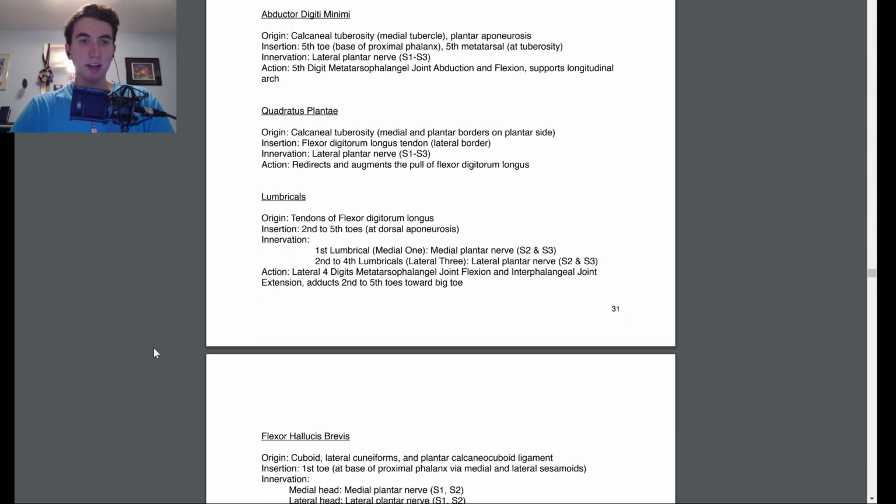Next is the quadratus plantae. It originates at the calcaneal tuberosity, the medial and plantar borders on plantar side. Inserts at the flexor digitorum longus tendon, the lateral border. Innervation is caused by the lateral plantar nerve, S1 to S3, and the actions is that it redirects and augments the pull of the flexor digitorum longus.